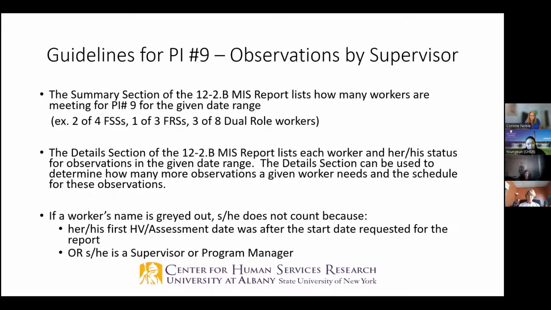So in the detail section of the report, you will also notice that you have some names that are grayed out. And that is to make it easier on you. Any new staff are grayed out. As I said before, that doesn't mean that they don't need observations. They need them, but they're grayed out because they're not counted in the program summary or for the PI. And you also have any supervisor that might be performing home visits or assessments, or program managers that are doing so.